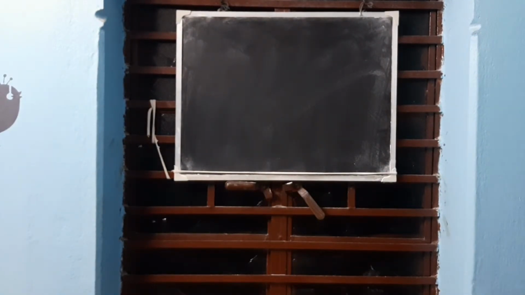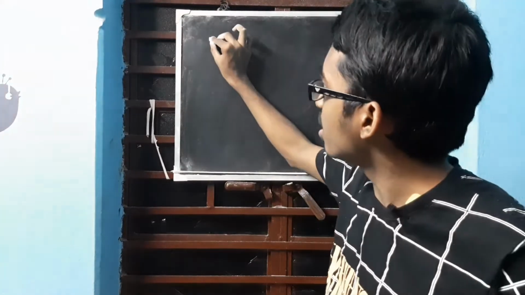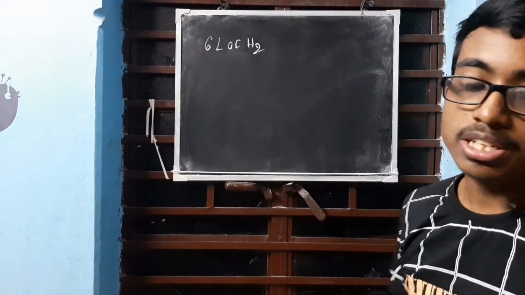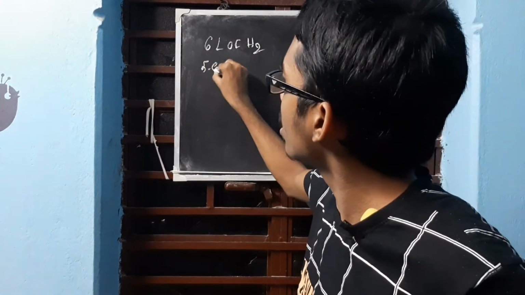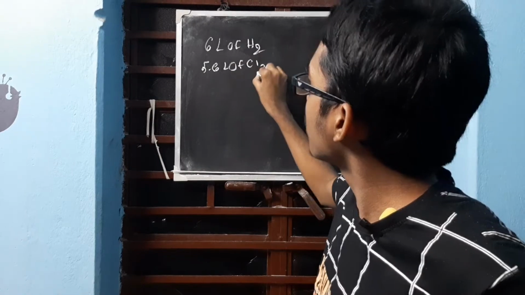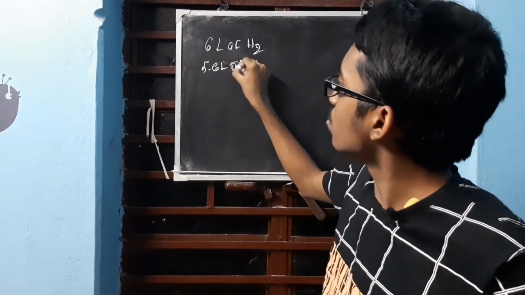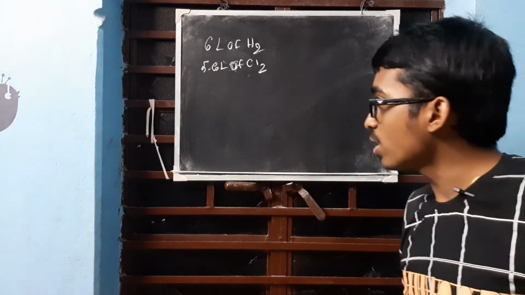Now check a question I am telling. Let us take 6 liters of hydrogen and 5.6 liters of chlorine. A different concept will come up over here. I will tell you. 5.6 liters of Cl2 reacted and they are exploded. What will be the composition by volume of the resulting gaseous mixture?